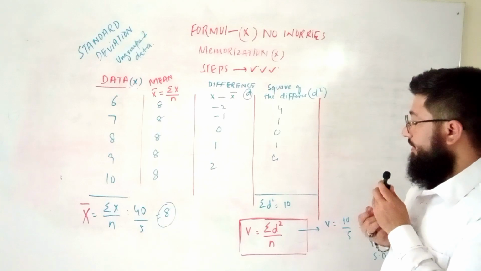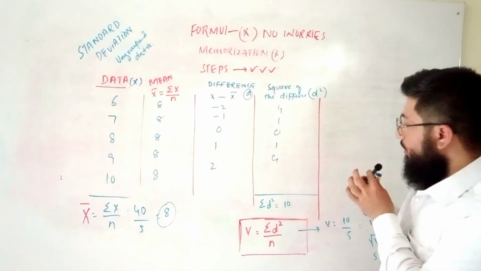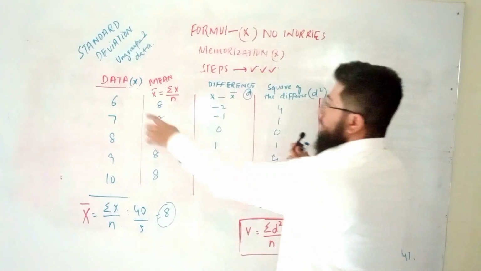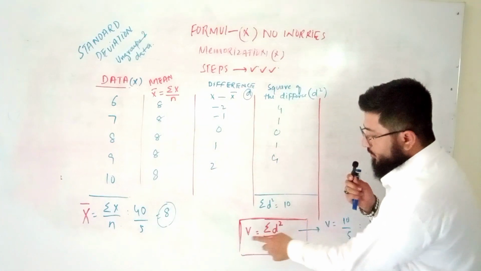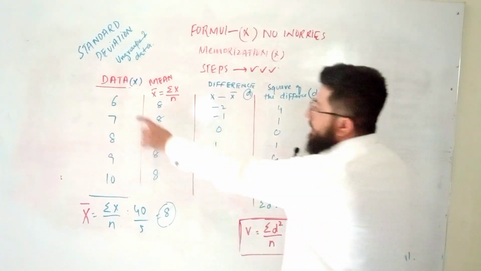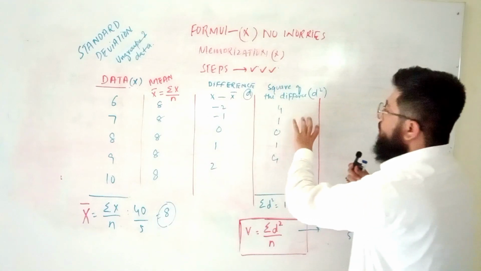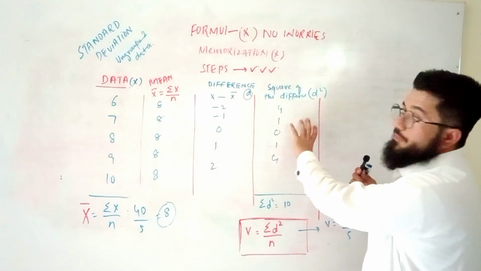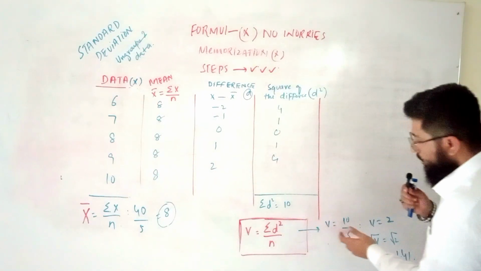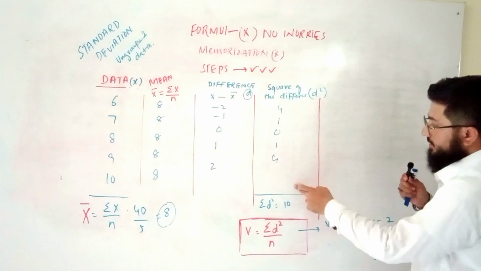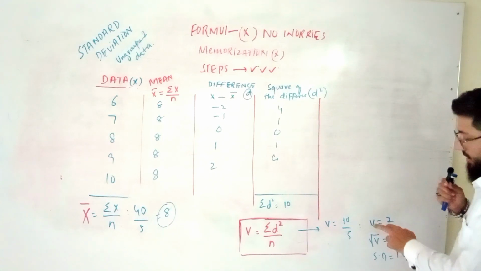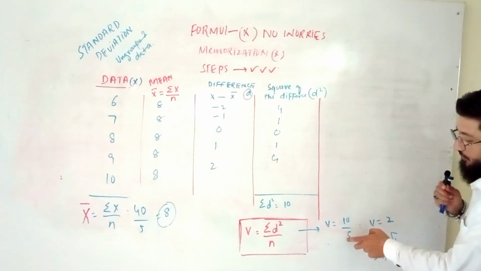Now do one thing. You will take the average of this with the number of observations. So the average, v, is equal to summation of d square, that is 10, divided by n, which is 5: 1, 2, 3, 4, 5. It means the result of the fourth step will be divided by the number of observations of the data. So here you've got v is equal to 10 over 5. 10 is our sum, and 5 is the number of observations. So we got v is equal to 2.